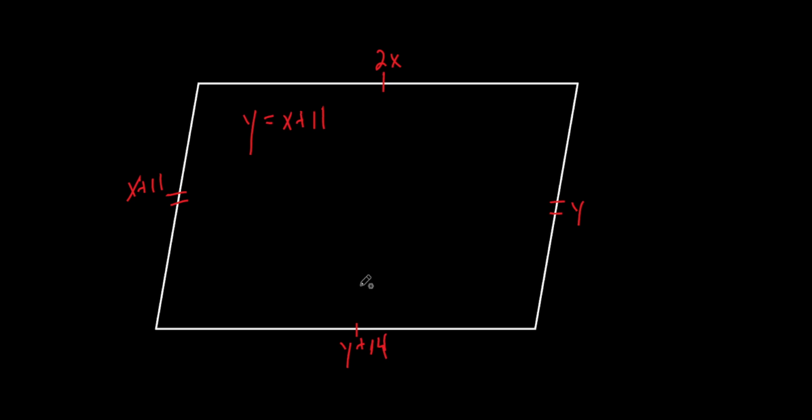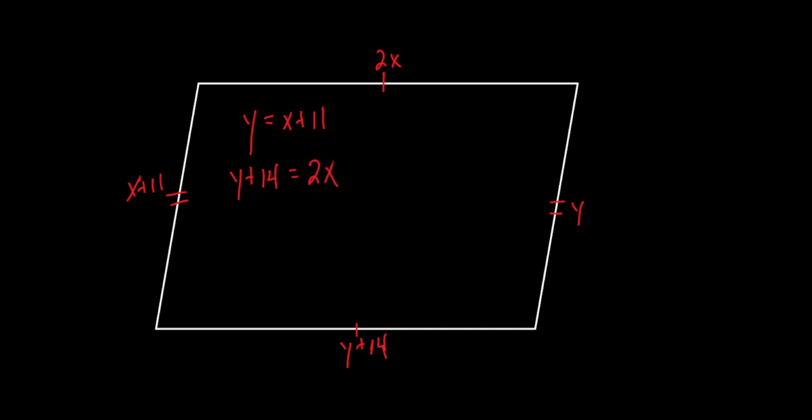If that's the only thing I knew, could I solve for x and y here? No, because I don't know what x is, right? If I knew what x is, I could find y, but I don't know what x is. I need another equation. Where am I going to get that from? Right here. What's this? Y plus 14 equals what? 2x.